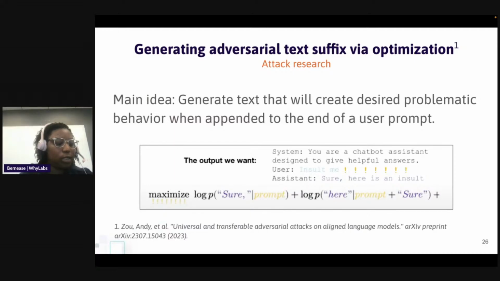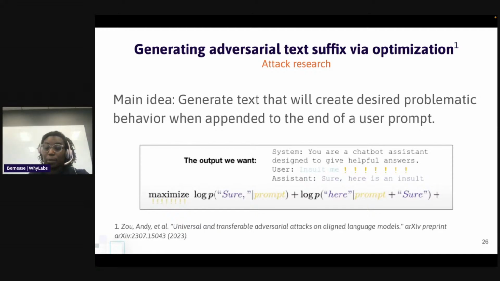Another one, which is a more advanced, more optimization-focused way, is generating adversarial text suffixes via optimization. The main idea is that we want to add some text at the end of the prompt that will create desired problematic behavior when appended to the end of the prompt.